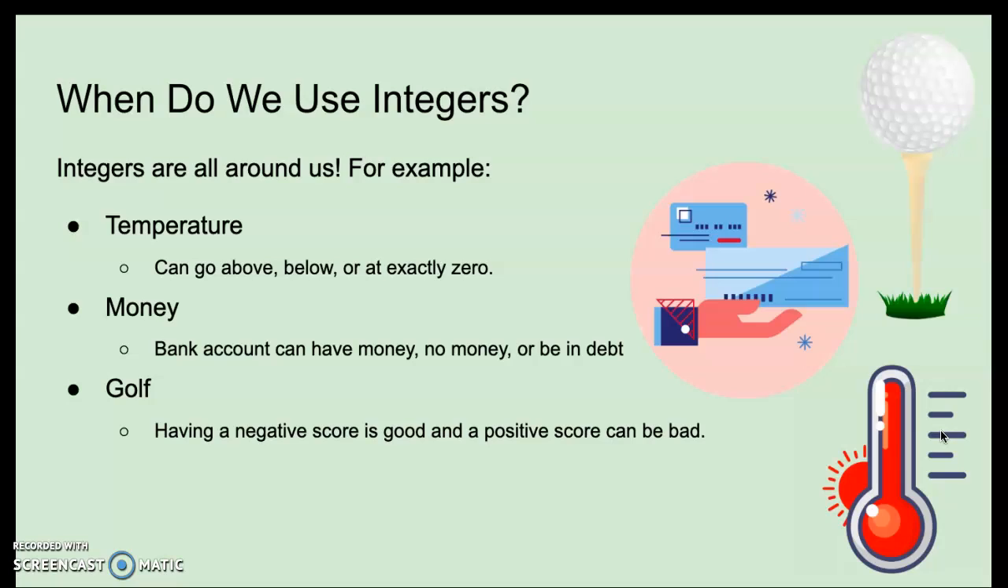Now that we know what an integer is, we can now talk about when we use them. Integers are all around us. We use integers when it comes to temperatures because the numbers can go above, below, or at exactly 0. With money, a bank account can have money, no money, or in some cases be negative, which means there is a debt. Lastly, golf is something that a lot of people wouldn't think uses integers, but it does. In this case, having a negative score is good, and a positive score can be bad in regards to that golf game.